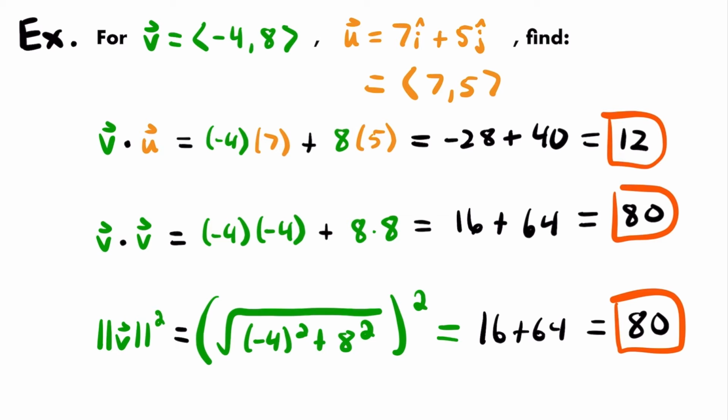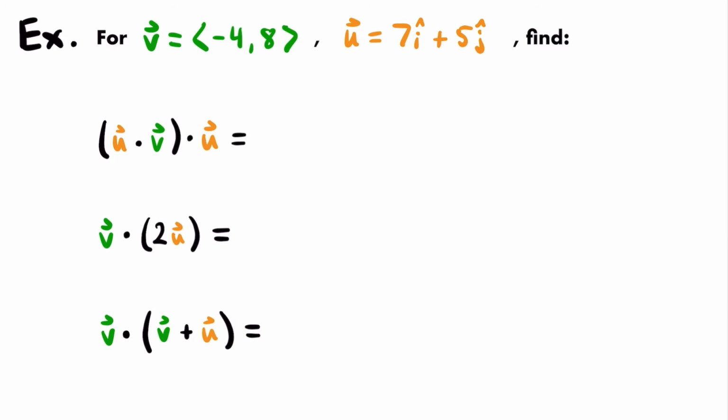But now let's take a look at 3 more operations involving these two vectors. First up, we want to find the dot product of vector u and vector v, and then multiply that by vector u. So let's do this. And note that if we took the dot product of vector u and vector v, that's actually the same as if we took the dot product of vector v and vector u, right? Vector u times vector v is equal to vector v times vector u. One of the properties of the dot product is that it is commutative. It doesn't matter what order the vectors are in when you find a dot product.